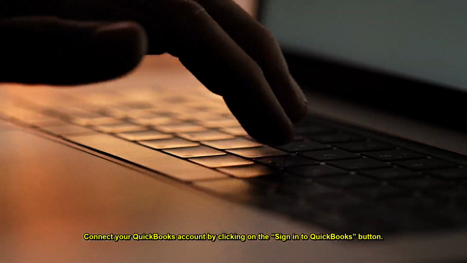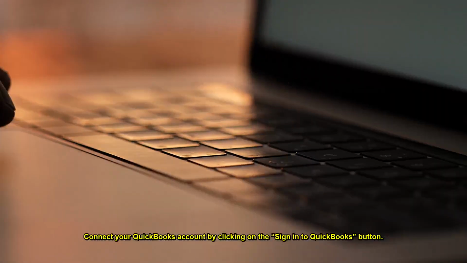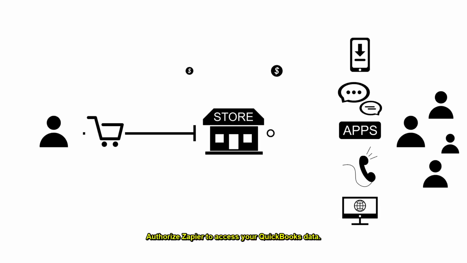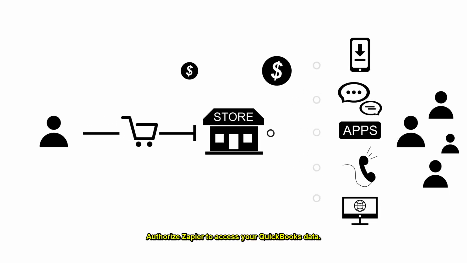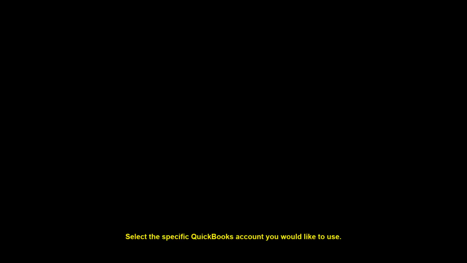Connect your QuickBooks account by clicking on the Sign In to QuickBooks button. Authorize Zapier to access your QuickBooks data. Select the specific QuickBooks account you would like to use. Test the trigger to ensure it successfully pulls in your invoice data.